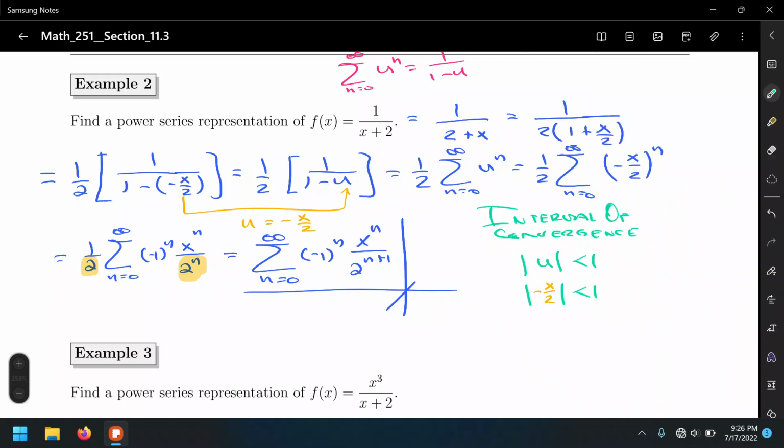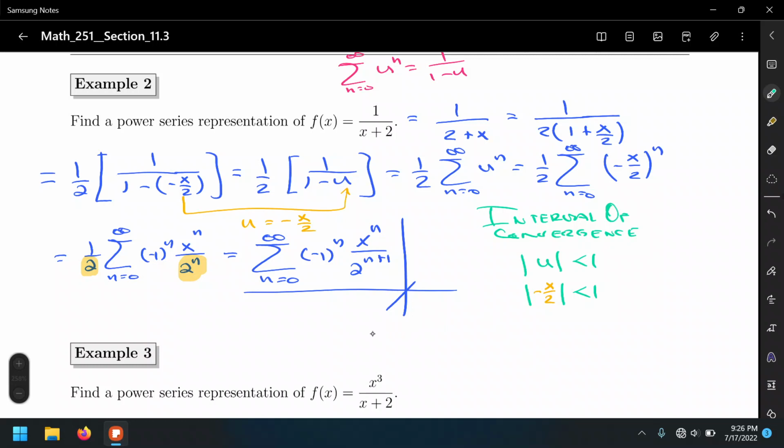That is less than 1, and absolute value of x over 2, well, that's going to be, let me just take out the negative, and I'm going to keep the absolute value bars on both sides, on the left hand side. Why do I do that?